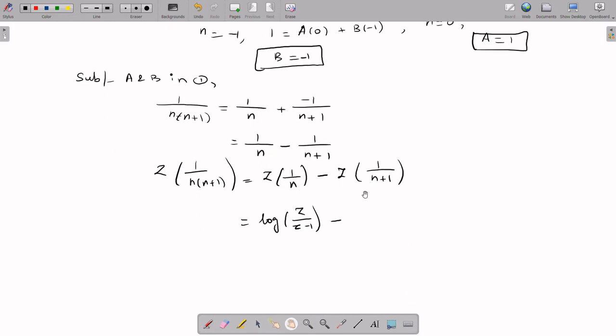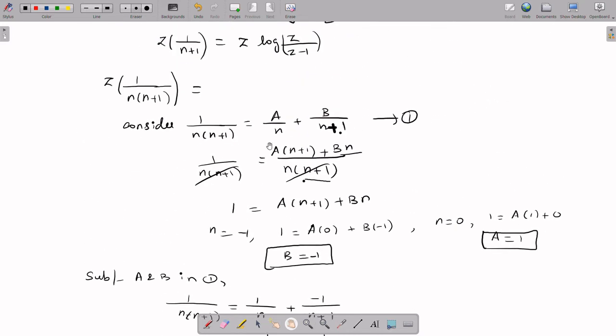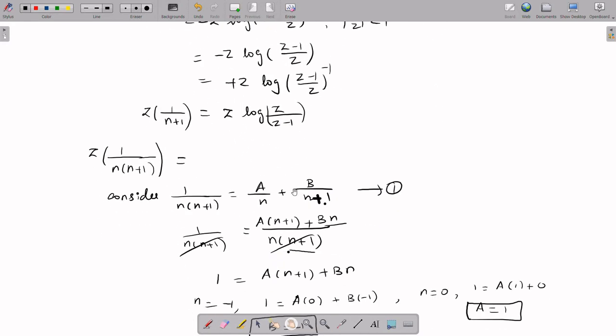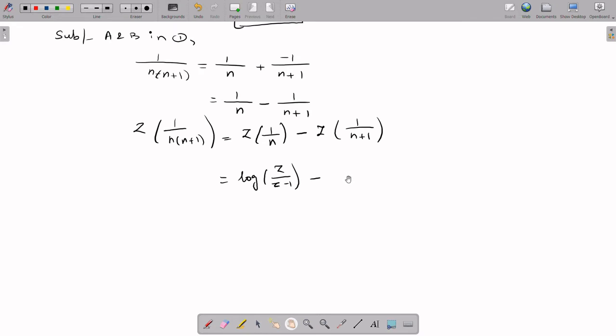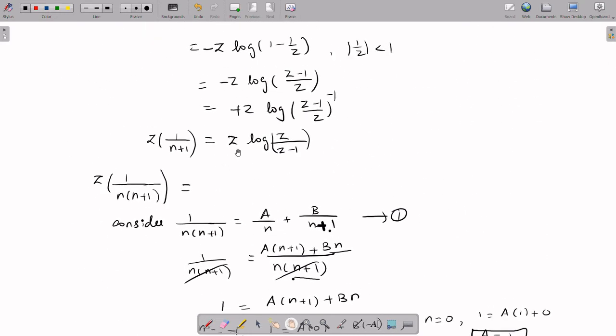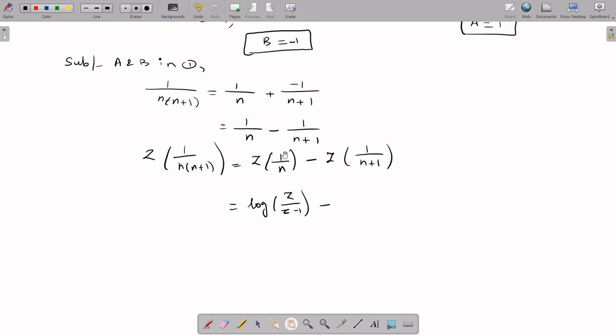In your exams, you have to do the procedure. That is, we already did it now, and the same steps you have to write here in your solution. According to your marks, you have to write the terms. So this value is equal to, what about this term, the Z transform of n plus 1? We just now got the value, z into log of z by z minus 1, isn't it? So this term is z into log of z by z minus 1.